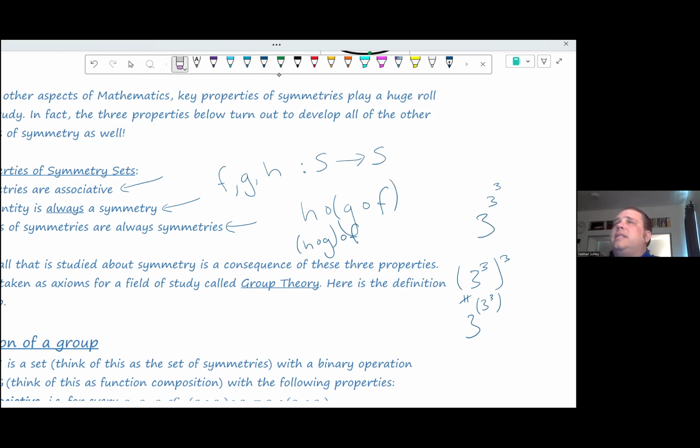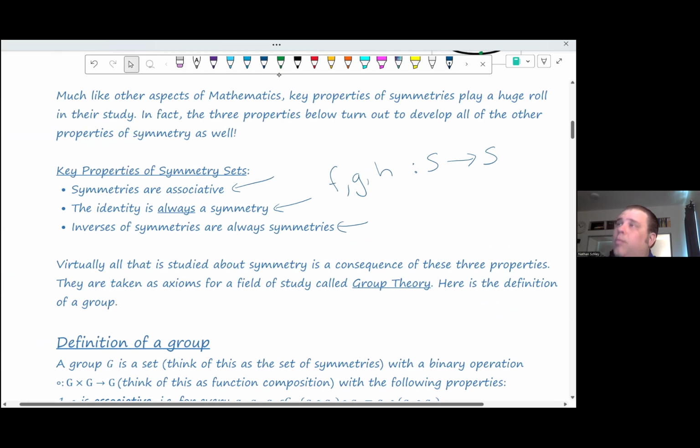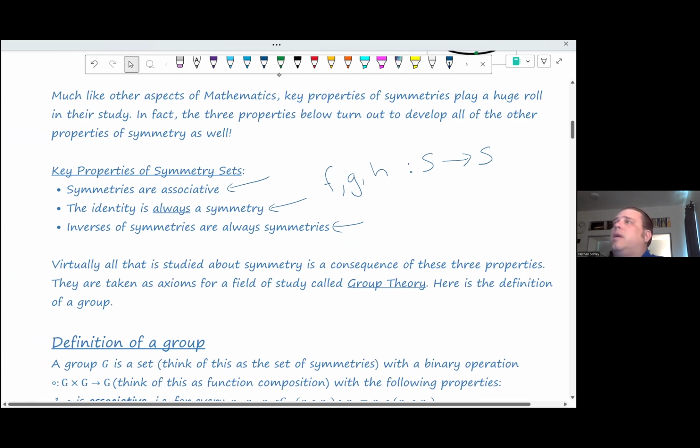So to make sure that these things are in fact equal. And they are, as you know, from this property of functions. So these are associative, and we want to keep that property for anything we're going to call a group in general. We also want to make sure there's an identity.